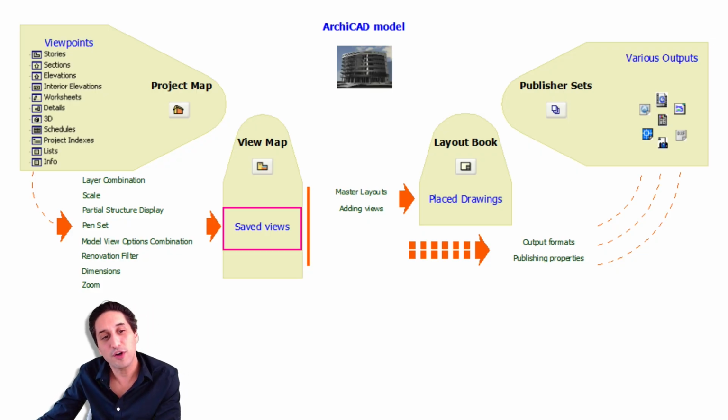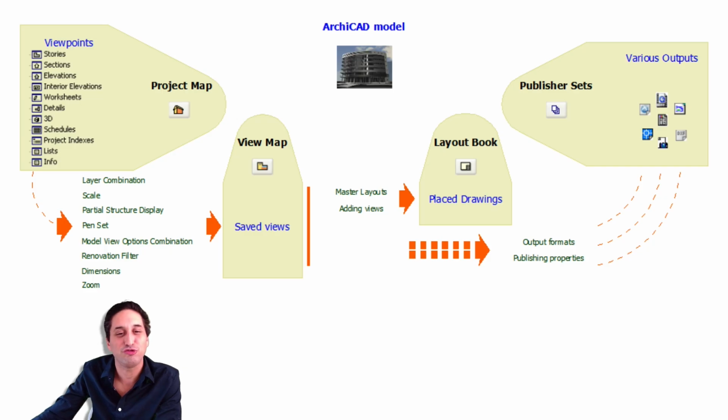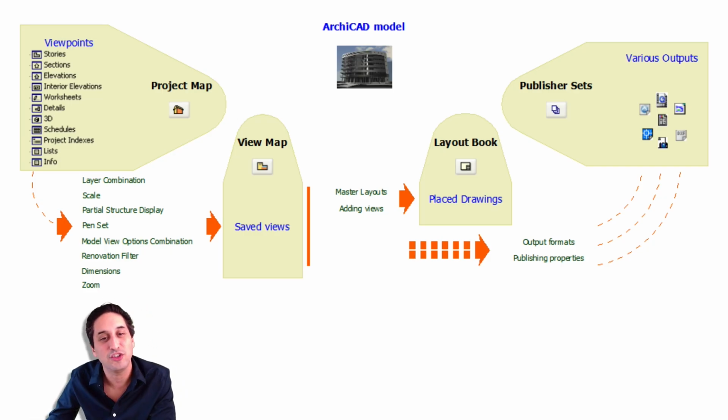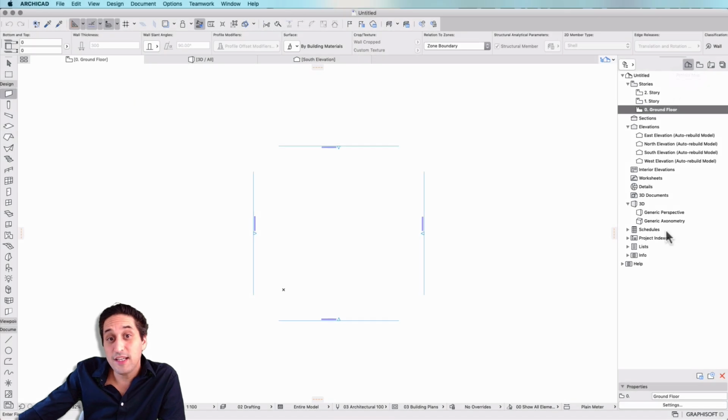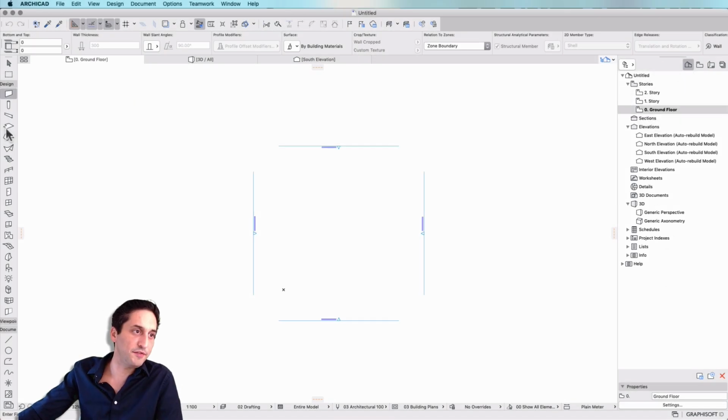Then as you move forward, you would then take those saved views and place them on a drawing, and those drawings you can then output into a DWG, a PDF, a video, or whatever. You can see it because everything is black. So basically you're going to be moving across a specific project that you have.